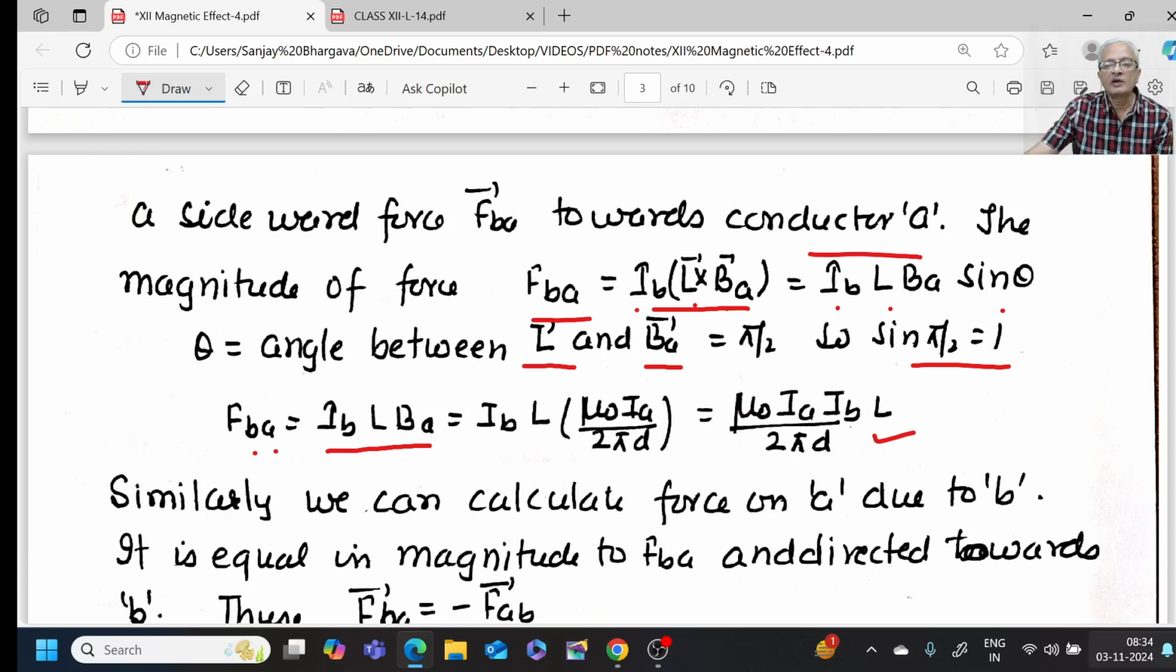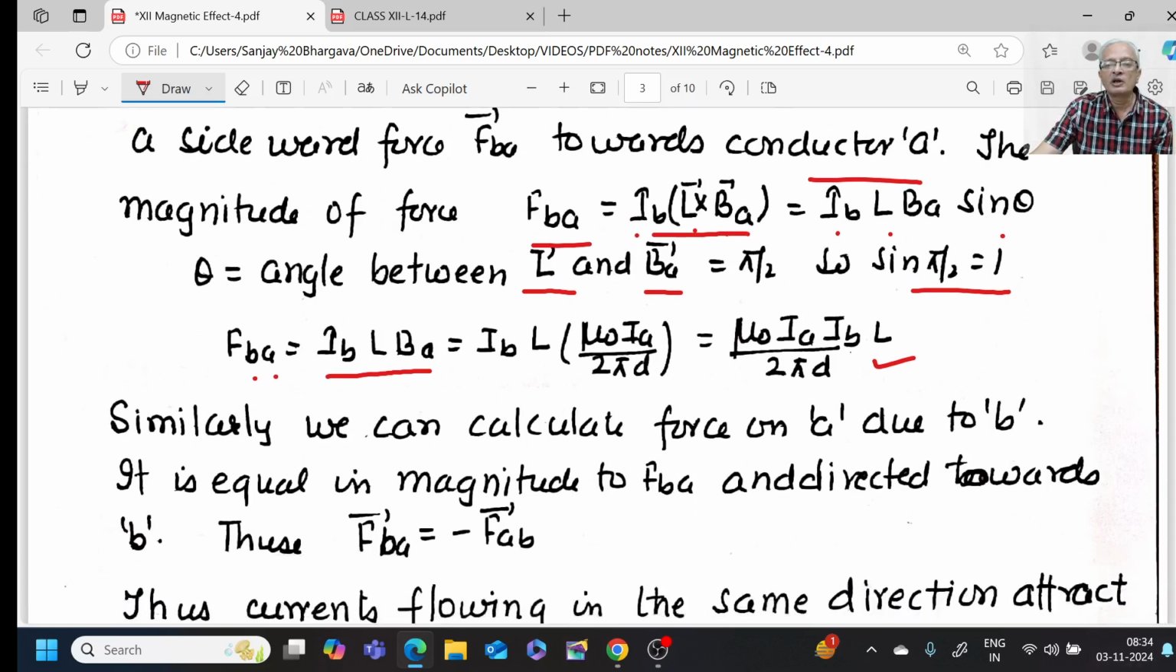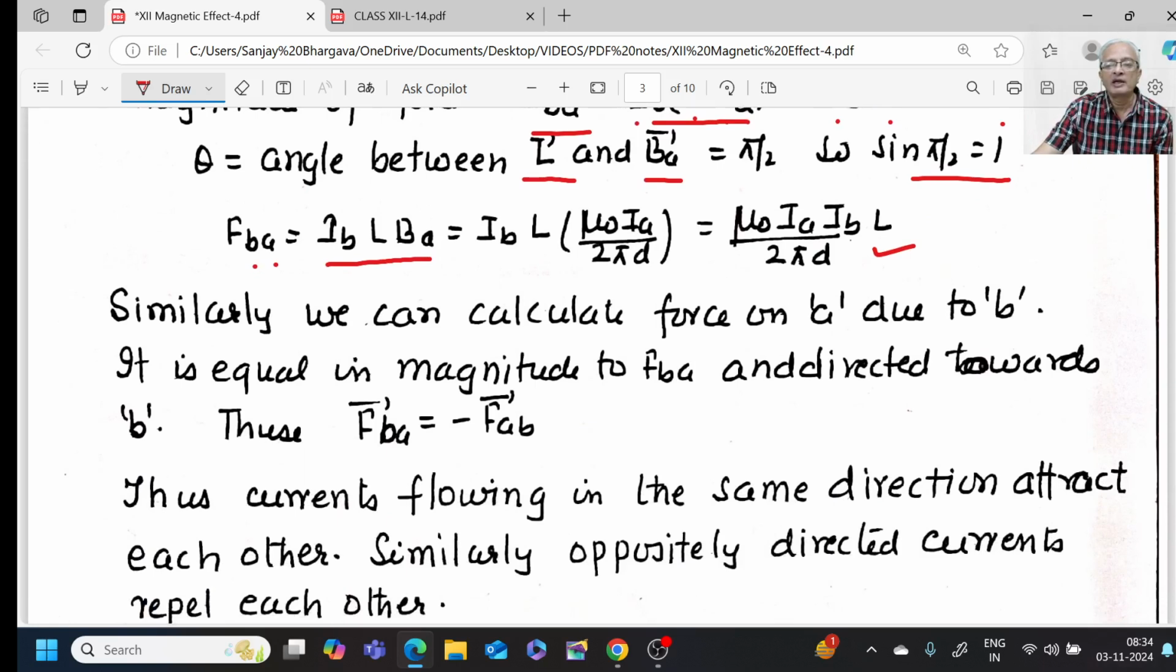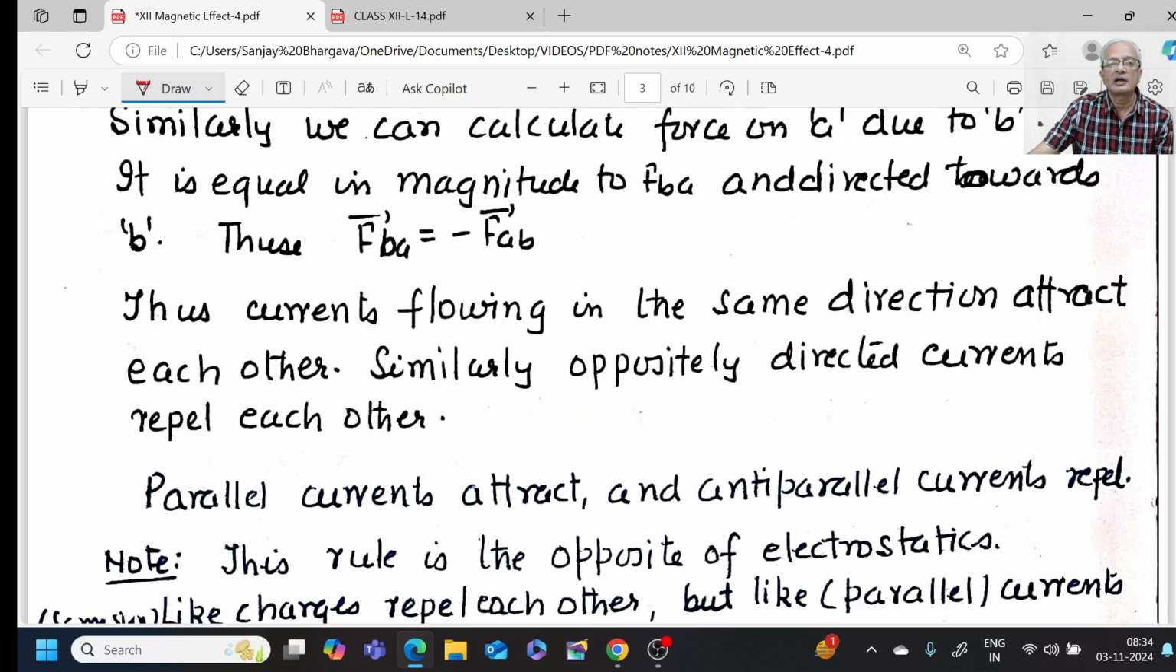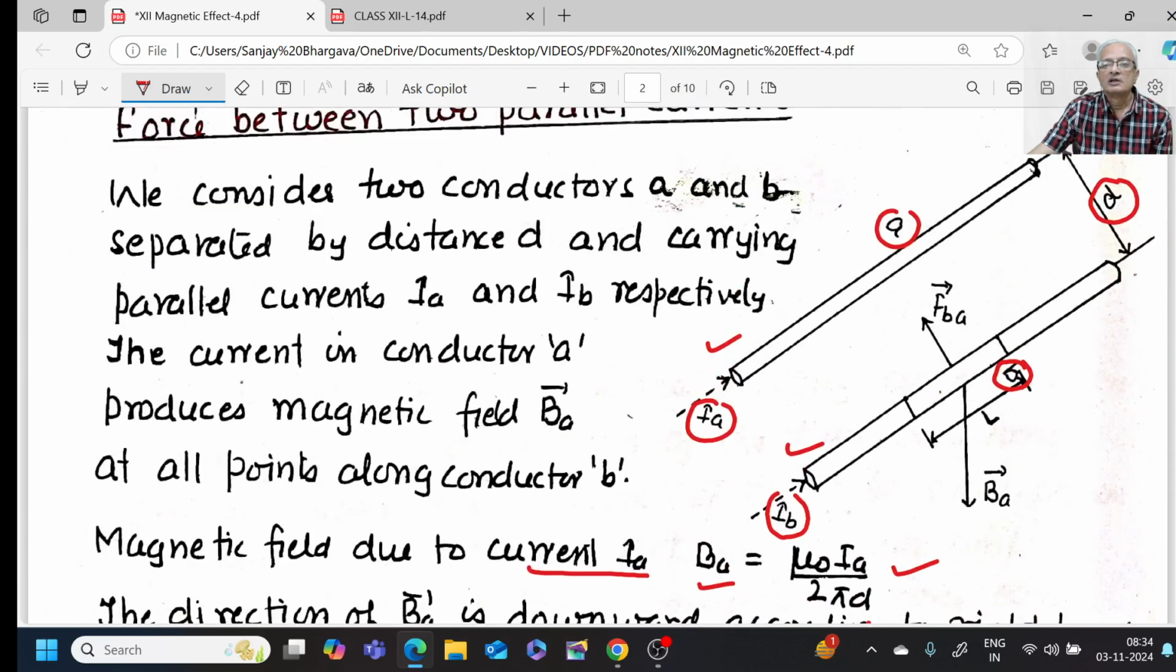Similarly, I can calculate what would be the force on conductor A due to magnetic field produced by current in the conductor B. Both the forces are equal in magnitude and are directed opposite to each other. That is why we write FBA is equal to minus FAB. Let us look at the direction of the forces. So FBA is towards the conductor A, and what would be the direction of FAB? That would be towards the conductor B.